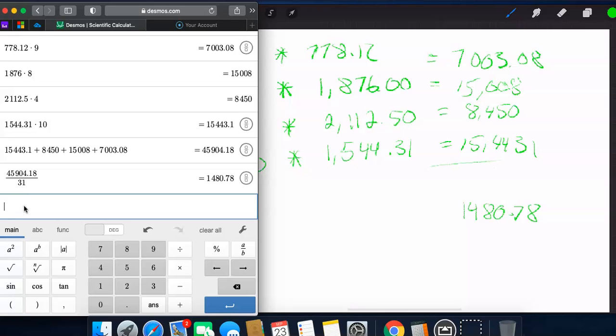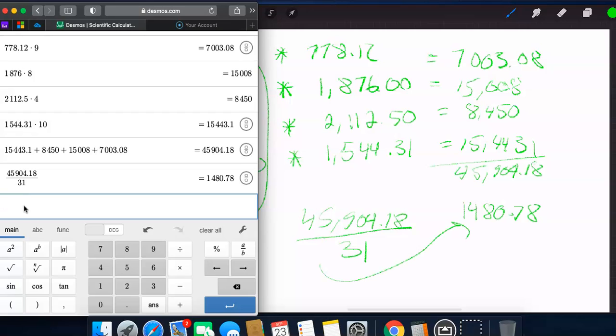Again, I took all those values and added them up. That gave me the 45,904.18. I took that 45,904 and 18 cents and divided it by the number of days, which is found here, and that gave me this 14.80 and 78 cents.